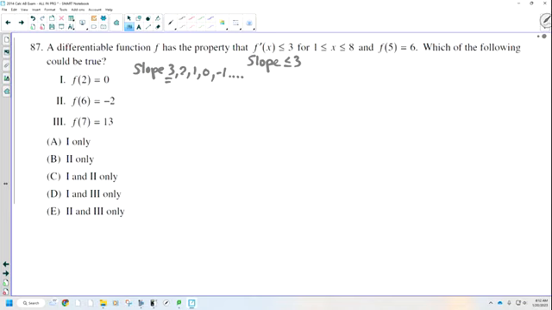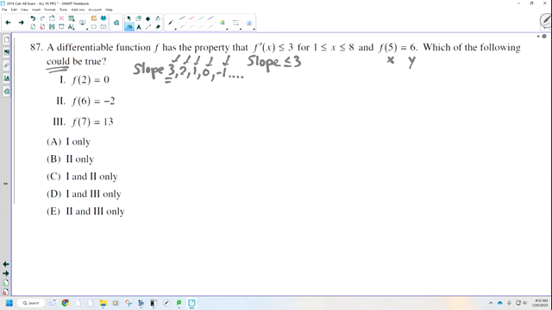So that slope, which is less than or equal to 3, for all x values between 1 and 8 inclusive. And they also give you a coordinate. F of 5 is 6. When x is 5, y is 6. So which of the following could be true? Obviously, it could be true because I could have any one of these slopes, and so forth.